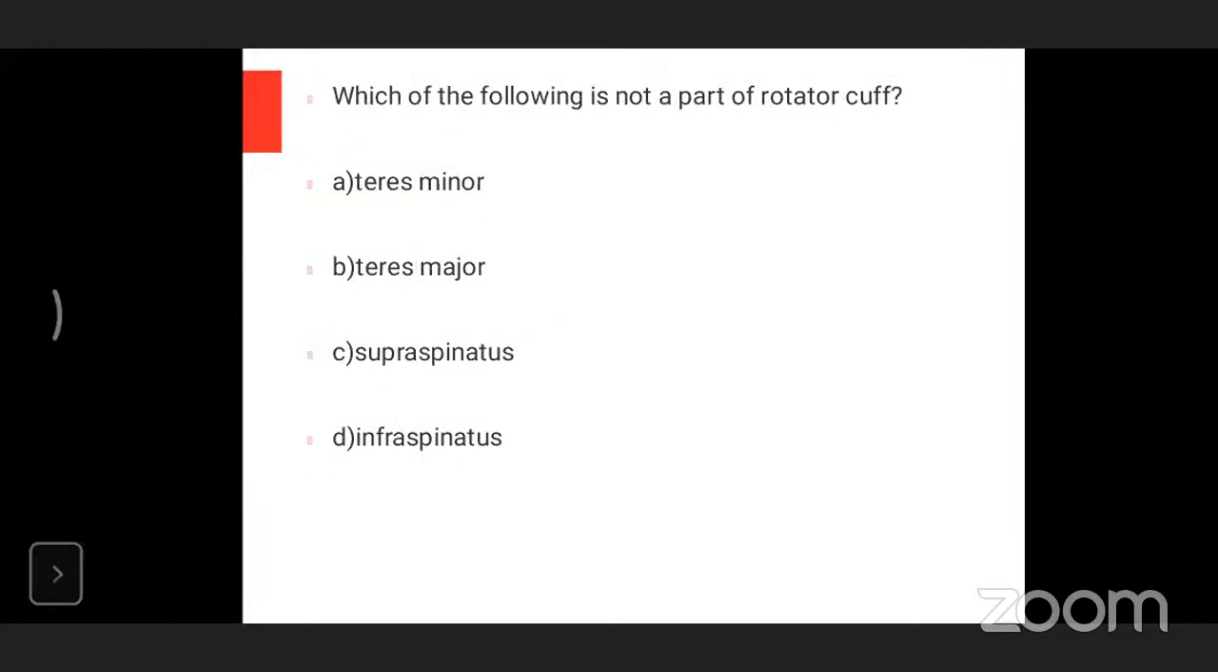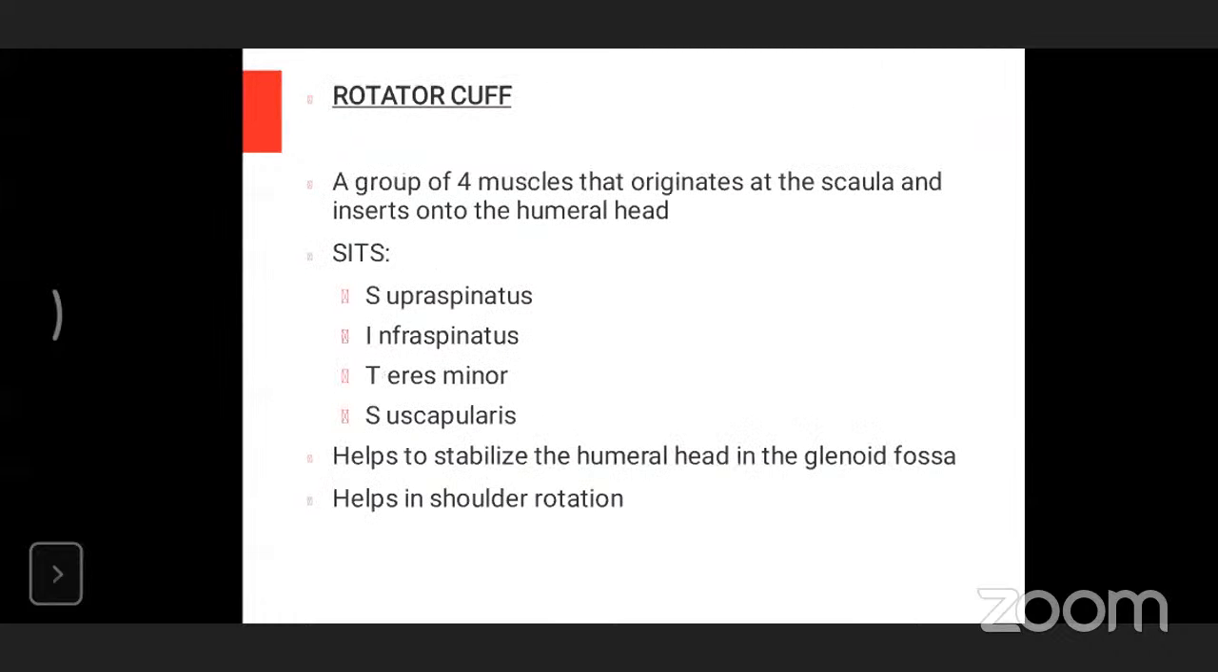Which of the following is not a part of the rotator cuff? Teres minor, teres major, supraspinatus, infraspinatus. Can anybody answer? Teres major. Yeah, that's true.